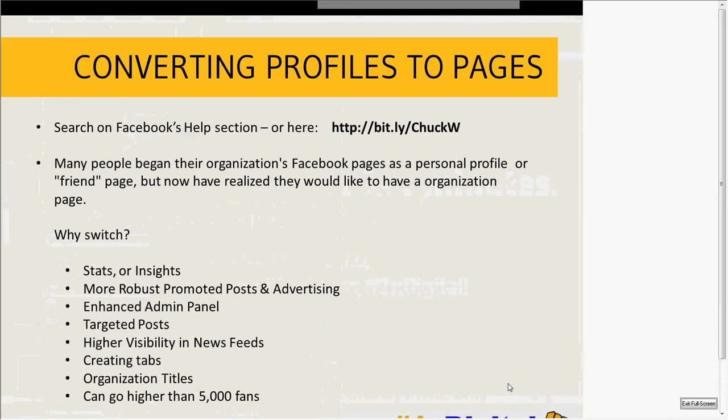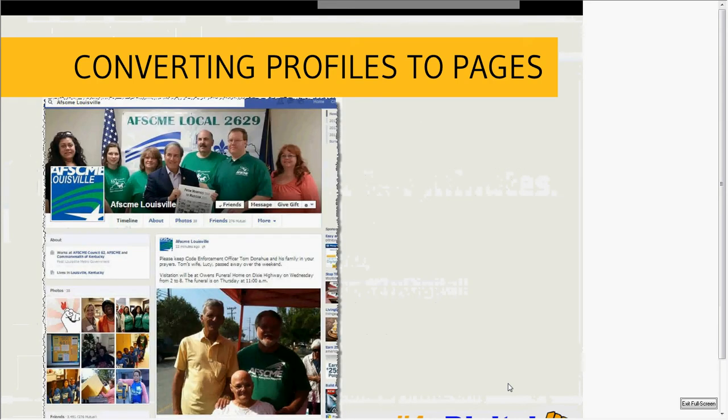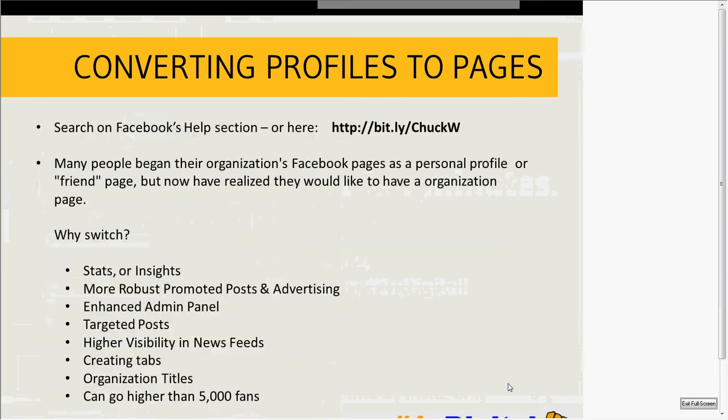You can do targeted posts with the page. You get higher visibility in news feeds with the page. You can create tabs. The organization titles can also be easier to do, for example, all capital letters. If we jump back a second, AFSCME Louisville is in lowercase, so it just doesn't look as nice, because Facebook thinks that this is a normal human being and not an organization. Obviously when you create a page, you can have AFSCME in all capital letters.